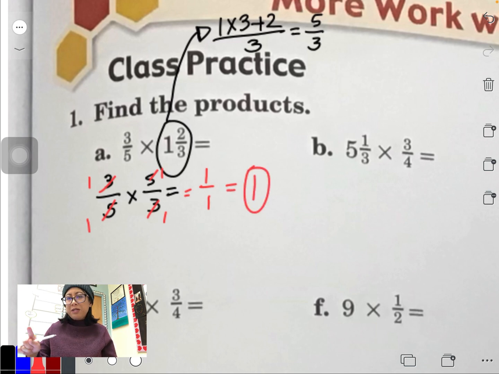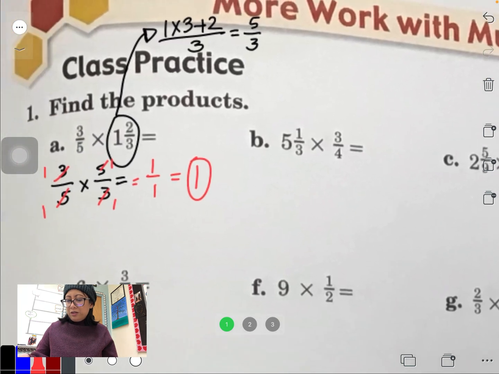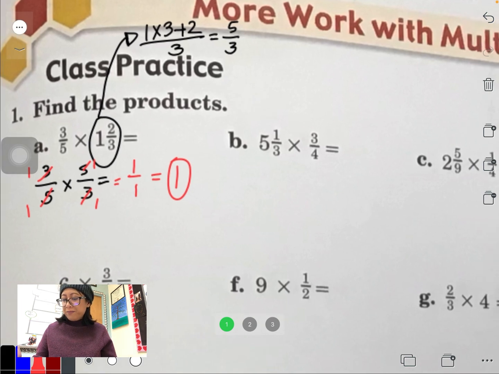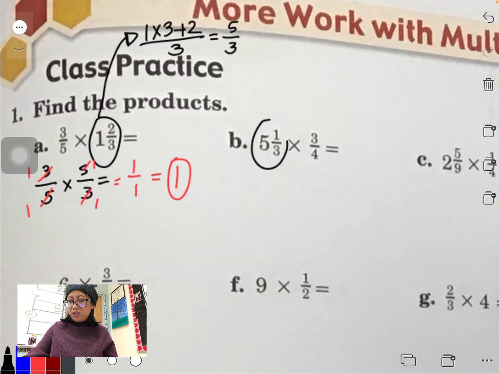Okay, I'm going to do B now. Okay, sorry if I went too fast here. If you need to rewind or pause the video to do that, that's fine. B. So B, once again, I've got a mixed number, 5 1/3 times 3/4. So just like I did earlier, I'm going to change this to an improper fraction. I can do it in my head, or I can write it out. Again, it's up to you.